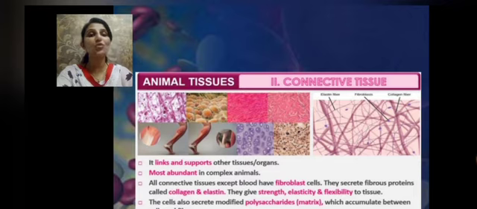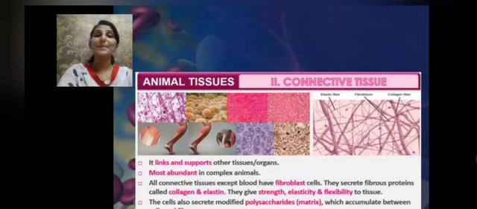These cells also secrete a certain type of matrix, and this matrix is made up of polysaccharides. In addition to fibers, they also secrete matrix, which is made up of polysaccharides that accumulate between the fibroblast cells and the elastin and collagen fibers. So it is the most abundant tissue in the animal body.